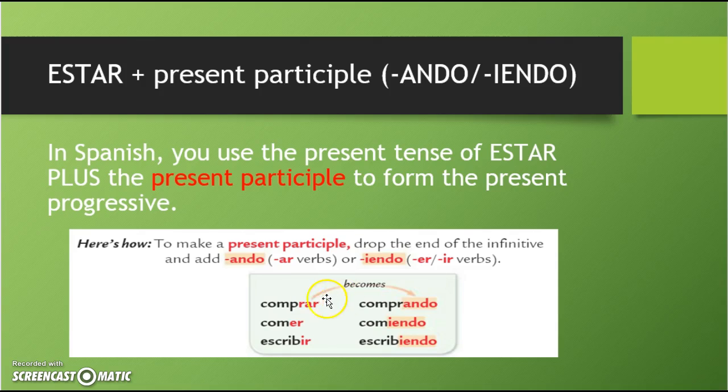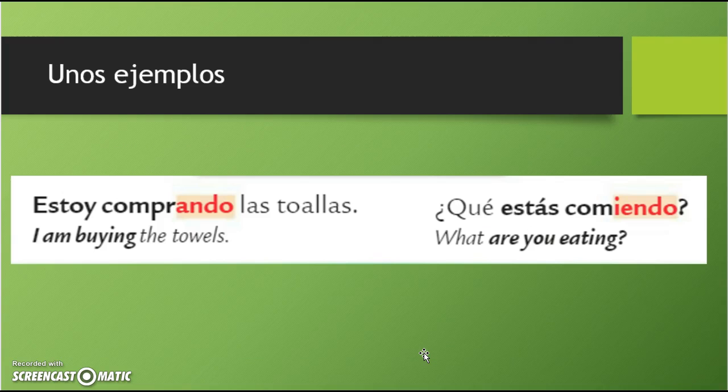Keep in mind I'm going to keep the entire stem, compra, com, escrib. All I'm dropping is the AR, ER, IR, and adding ando or iendo. Unos ejemplos. Estoy comprando las toallas. I am buying the towels. ¿Qué estás comiendo? What are you eating?